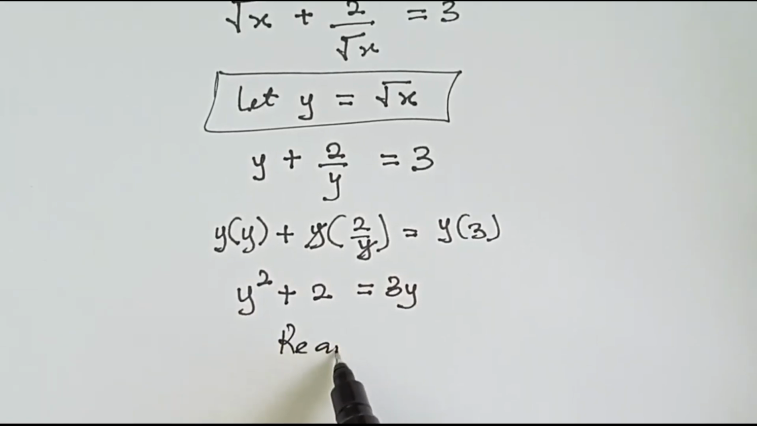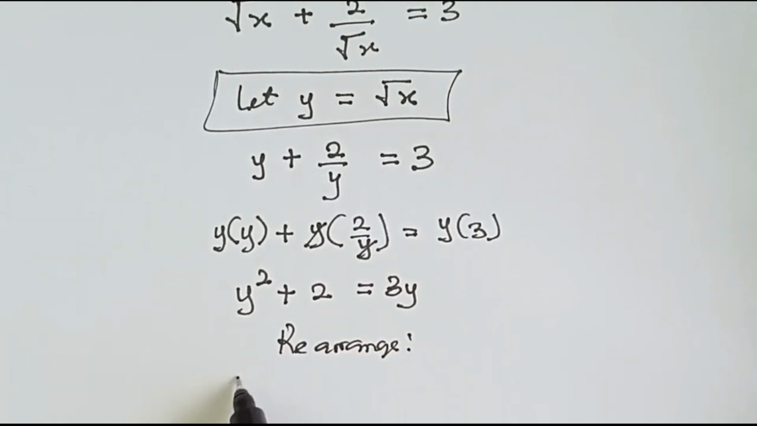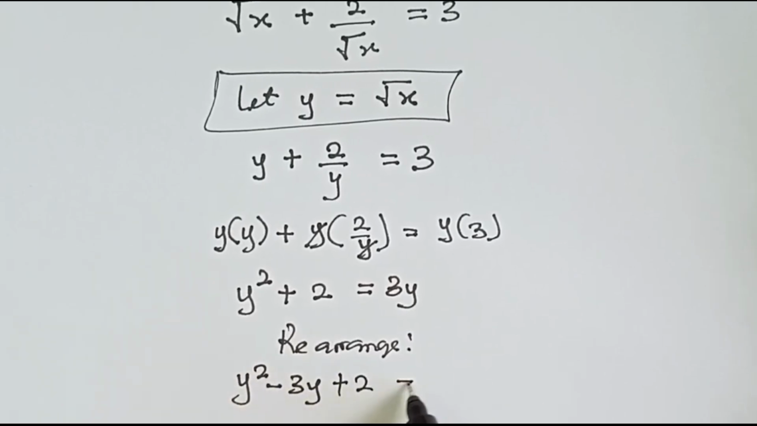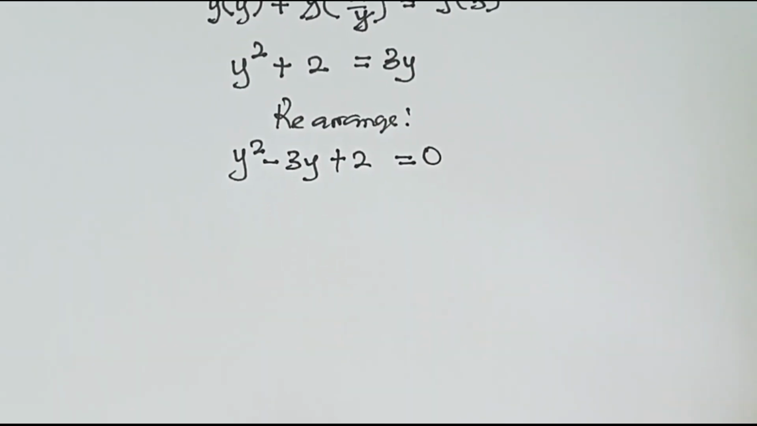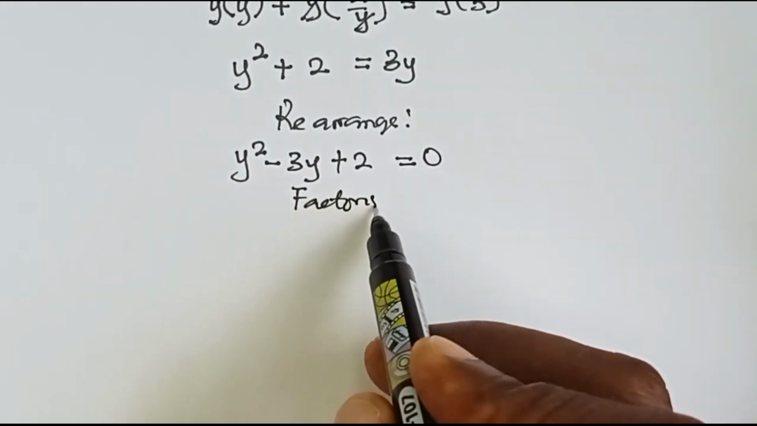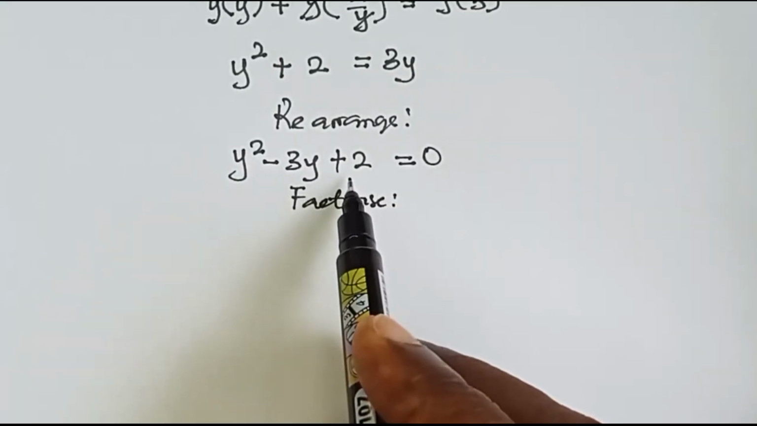So let's rearrange. Before we factorize, let's rearrange. We have our y squared here. We bring this 3y, it becomes minus 3y, and then we have plus 2 equals 0. So now we can factorize. The factors of 2 that will give us minus 3.